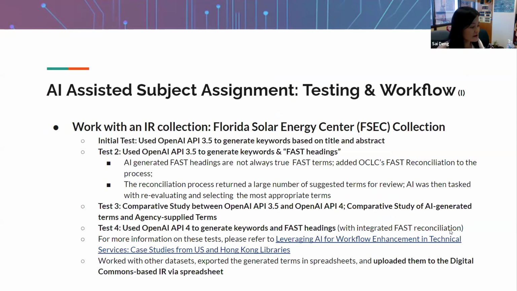For our first project utilizing the OpenAI API for subject assignment, we chose the Florida Solar Energy Center collection. We initially used GPT 3.5, then switched to GPT 4. After evaluating the sample output, we incorporated OCLC's FAST recognition service into the process. We conducted comparative studies of OpenAI GPT 3.5 versus 4, as well as AI-generated terms versus agency supplied terms. The resulting datasets were loaded into our Digital Commons-based IR spreadsheet. For more information on these tests, you may refer to the linked previous talk.